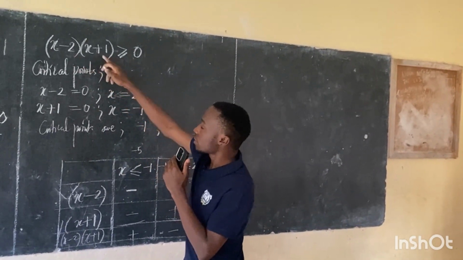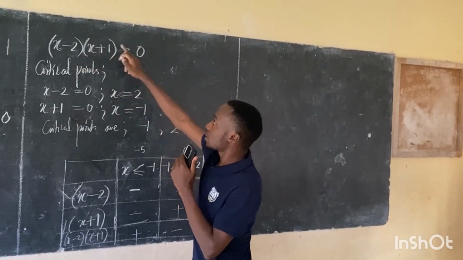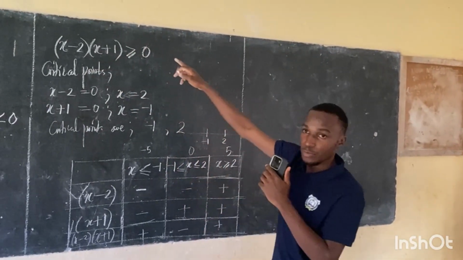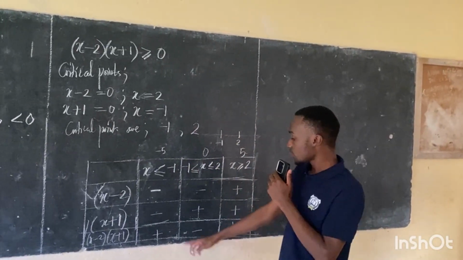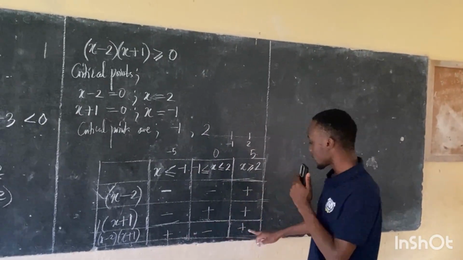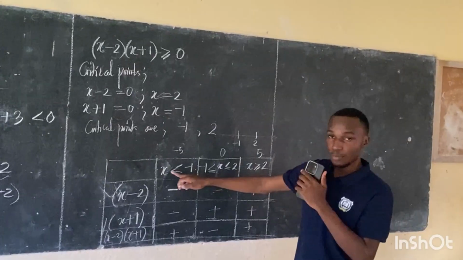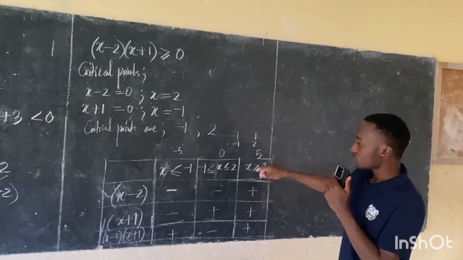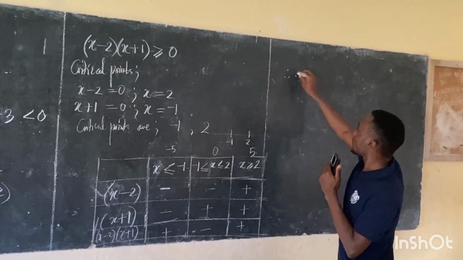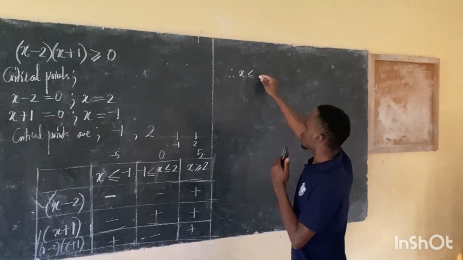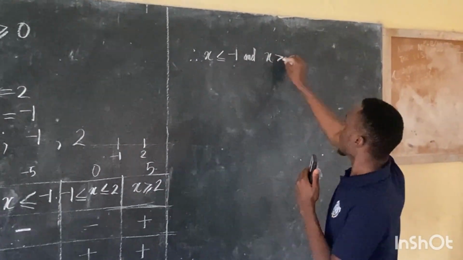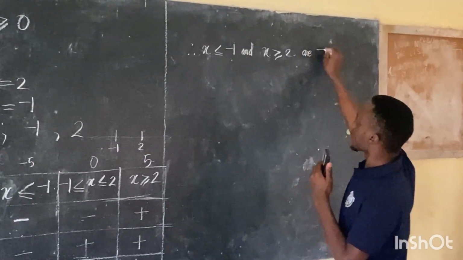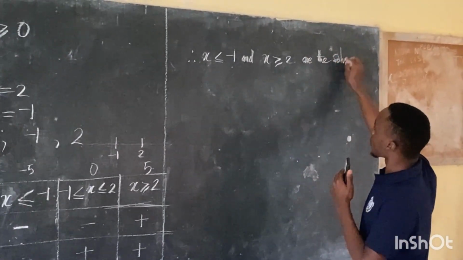And now we shall ask ourselves, in which situation is this product greater than or equal to 0? It is when it is positive. So we shall look at these positives and where they came from. These are our solutions. We shall therefore say that x less than or equal to negative 1 and x greater than or equal to 2 are the solutions.